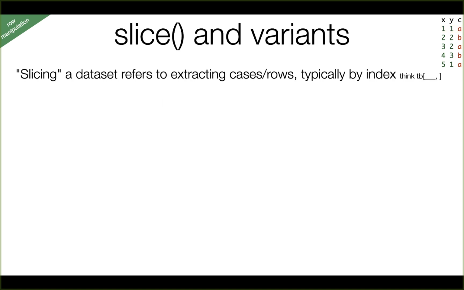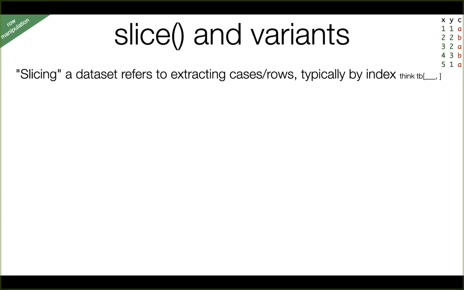Next, and very importantly, in row manipulation in dplyr is slice and its variants. When I think about the major row manipulation functions in dplyr, I usually think of filter and slice. One of the really nice parts about version 1.0.0 is that slice is getting a lot of variants that systematize a lot of the older framework. Now, slicing is really important. So what is slicing? Slicing a data set refers to extracting rows of the data set, typically by index.